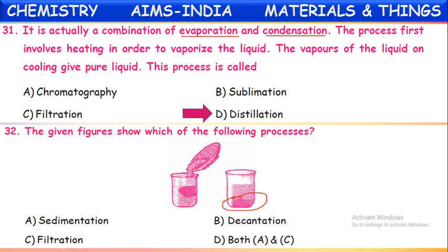The settling down of an insoluble solid substance in a liquid is called by a separate name. What is it called? When a solid-liquid mixture is taken, if the solid component is insoluble in the liquid, after a certain time that solid component slowly settles down at the bottom of the container. This process is called sedimentation. Okay, here sedimentation is going on.